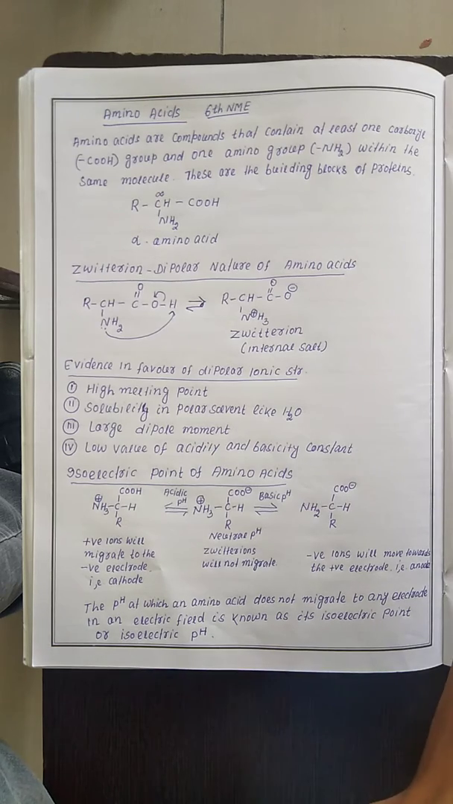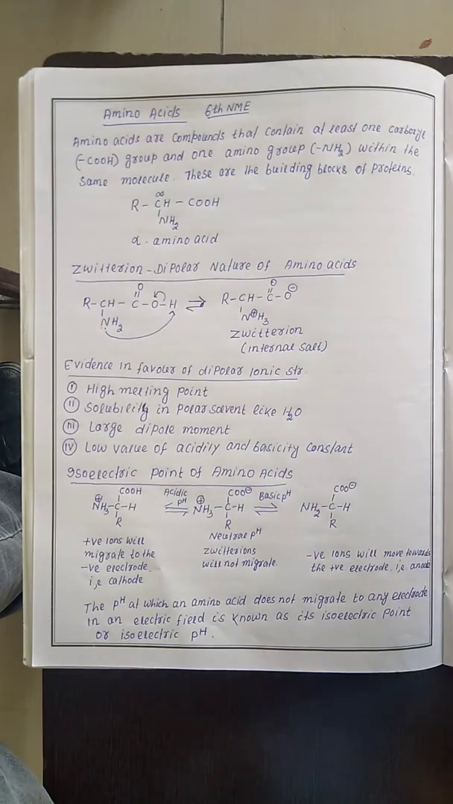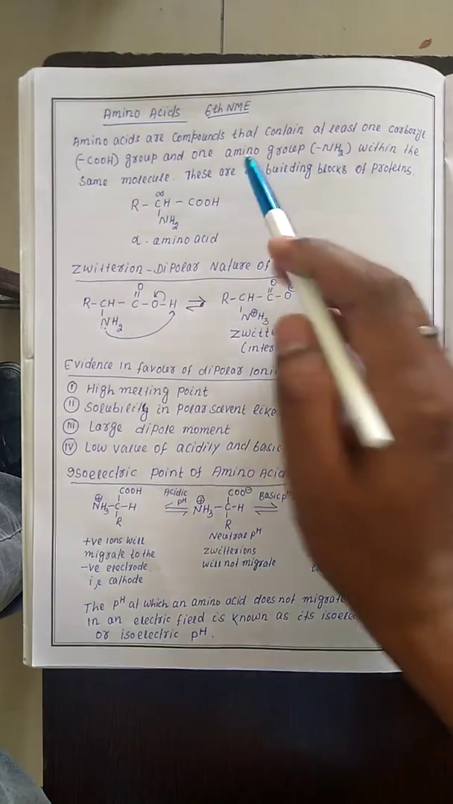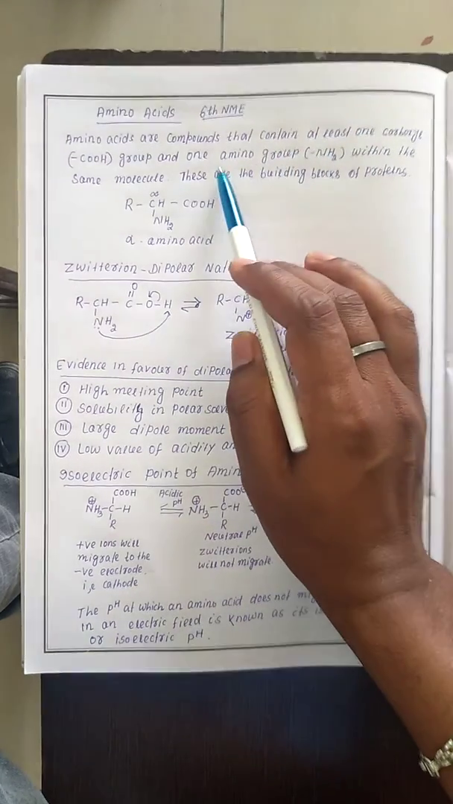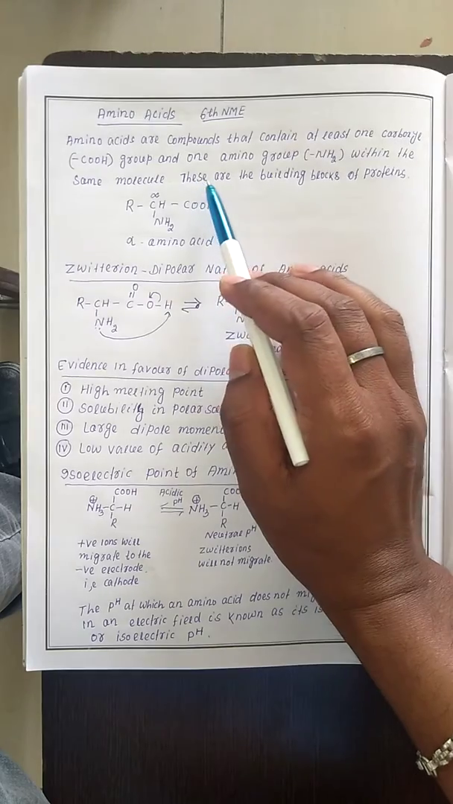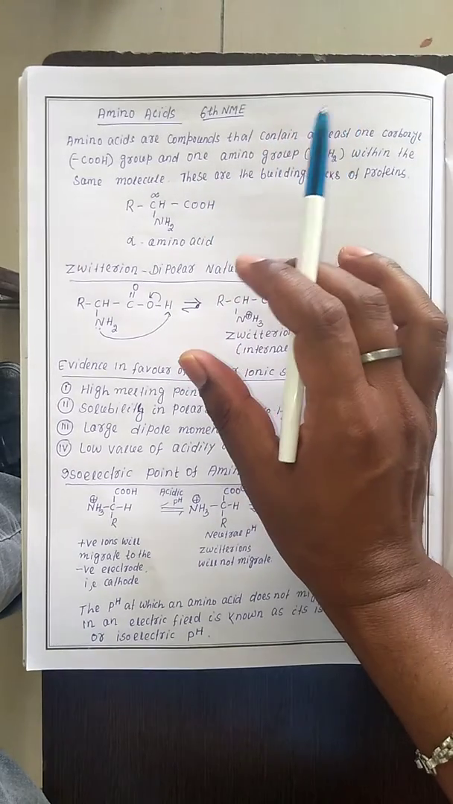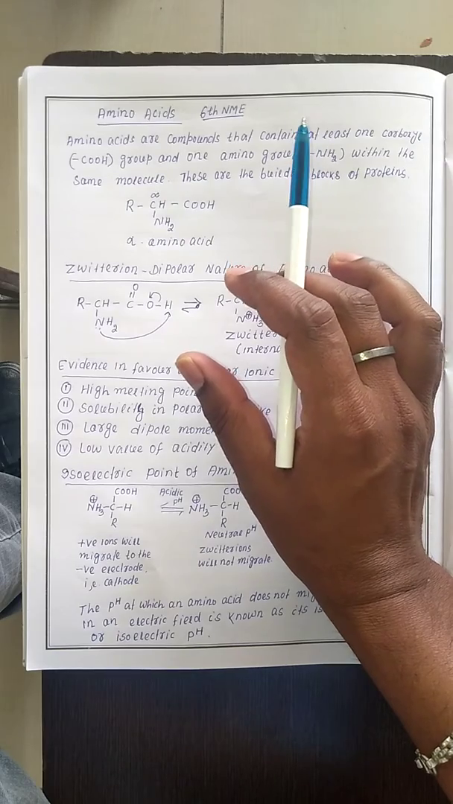So dear students, today's topic is amino acids. First we'll discuss what amino acids are. Amino acids are compounds that contain at least one carboxyl group and one amino group within the same molecule. So in a molecule, if both the amino group and carboxylic acid are present, that is called an amino acid.